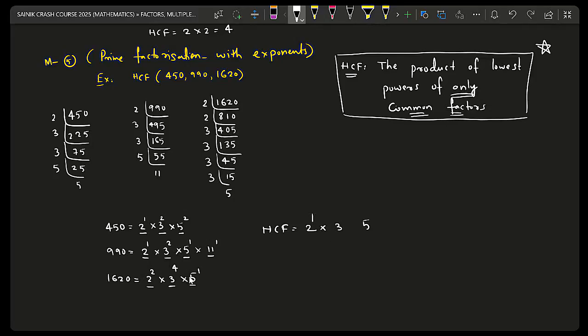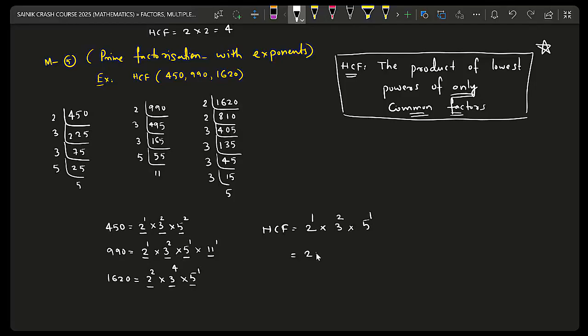Now for 3 we have to select the lowest power: 3 square, 3 square, 3 power 4. The lowest power is 3 square, so just write 2 here. Then for 5 we select the lowest power: 5 square, 5 power 1, 5 power 1. The lowest power is power 1, so just write 1. And just multiply, you'll get the answer.